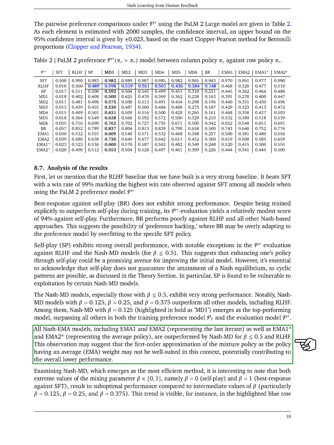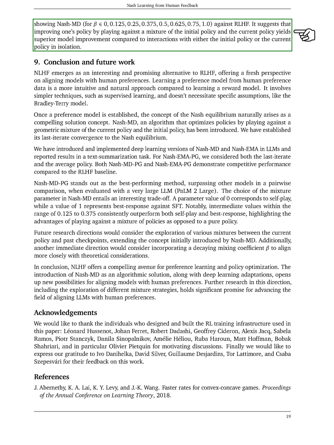The Nash EMA models didn't perform as well as the Nash MD models or RLHF. This suggests that the first-order approximation of the mixture policy might not be the best approach in this context. Interestingly, the Nash MD models performed best when the beta value was between 0 and 1, specifically 0.125, 0.25, and 0.375. This suggests that a model can be improved by playing against a mix of the initial policy and the current policy, rather than just one or the other.